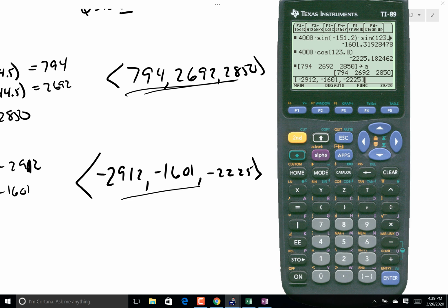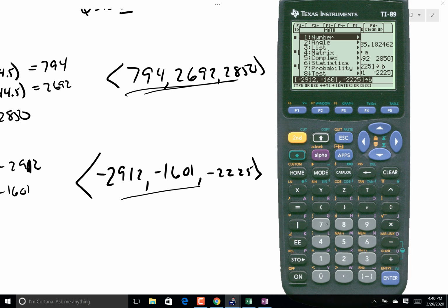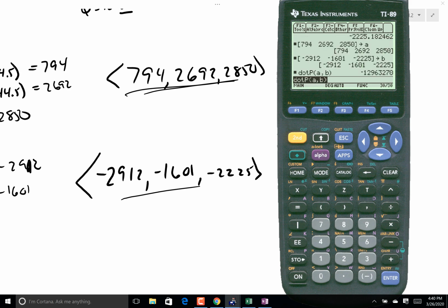And then I store this one as B. I'm sorry, that's what I meant. Now, what you can do is go second math. That's the 5 key. 4 is matrices. Clear at the bottom, you'll see vector ops. Under vector ops, you can take what's called the dot product of, and then you just go A, comma, B, like so. And you get that god-awful number there.